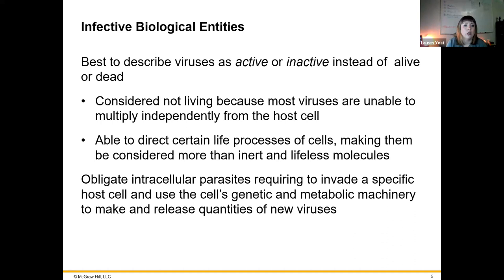We usually talk about them as active or inactive instead of living or dead. They can take control of certain life processes of cells, but they themselves cannot exist without the host. So they are obligate intracellular parasites. That's the term you would apply to them. Obligate means they have to do it. Intracellular means inside of the cell. And they're parasites, meaning that they will utilize stuff at our detriment, right? So, obligate intracellular parasite.